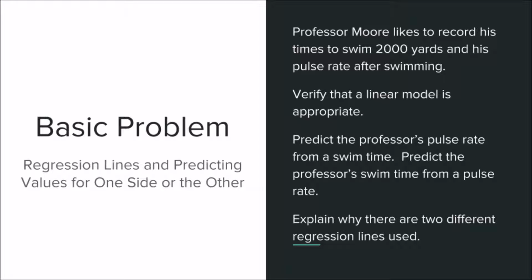For the basic problem, we had to focus on the usage of regression lines to predict values. The problem was given with Professor Moore's recorded 2,000 yard swim along with his pulse rate after swimming that 2,000 yards, with the task of not only confirming that the linear model was appropriate for the data, but predicting values on either side of the data. We also had to explain why there were two separate regression lines that we had to use for the predictions.